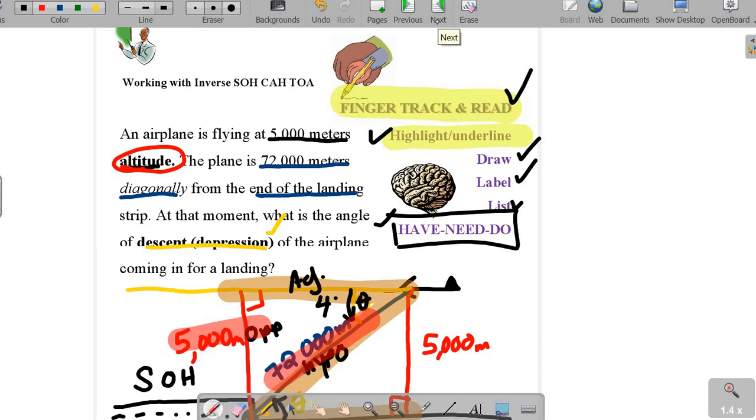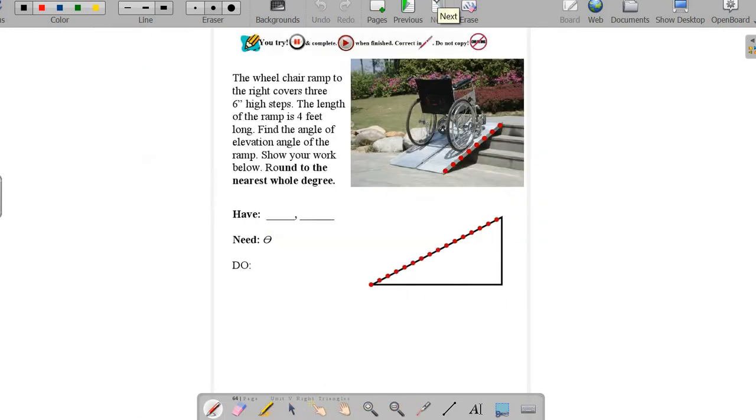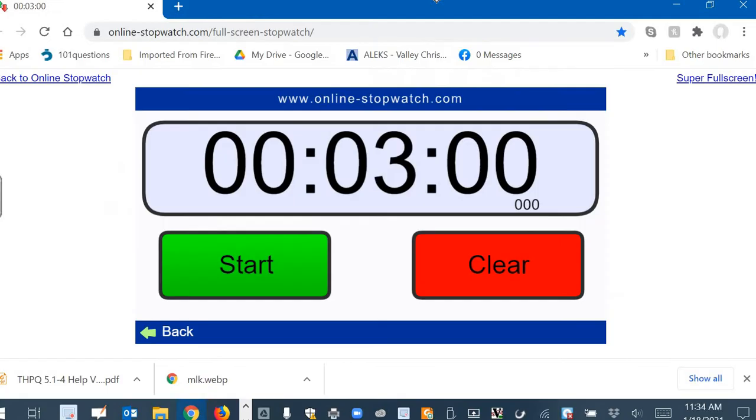Please do not cheat here. Do the work, then check. It will be a much more enriching learning experience if you're correcting your work rather than just copying the video. So I'm going to set a timer. I'm going to give you 3 minutes to attempt to do this on your own. Then you're going to correct your work. You have 3 minutes.